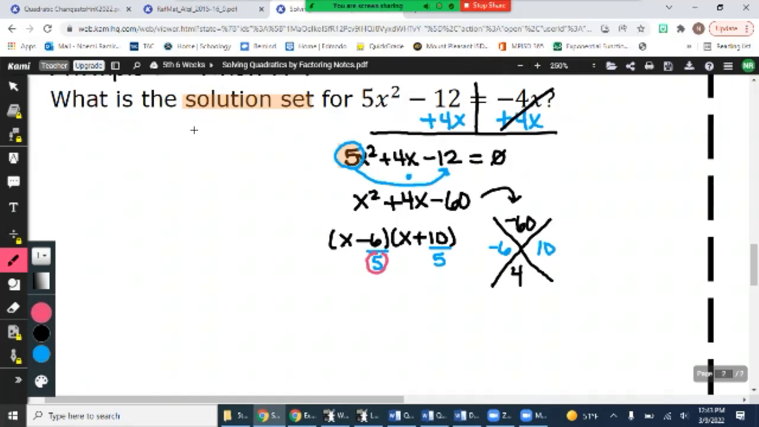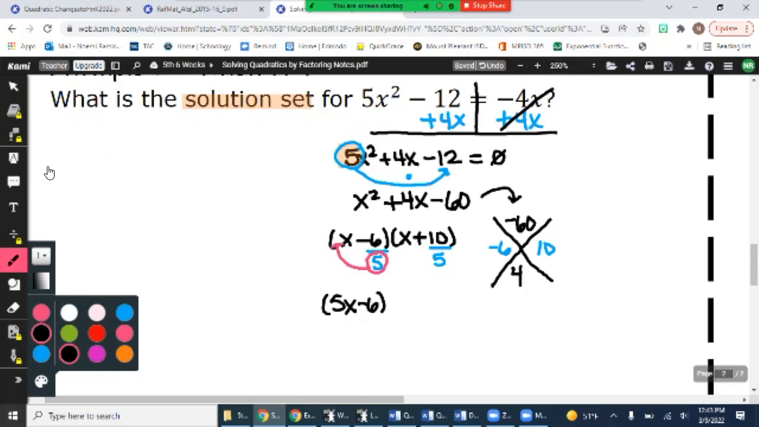What do we do with it? Move it in front of x, bring it up in front of x. Becomes 5x minus 6. Bottoms up. 10 divided by 5 gives you 2.